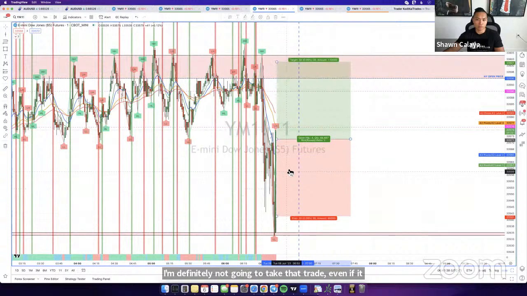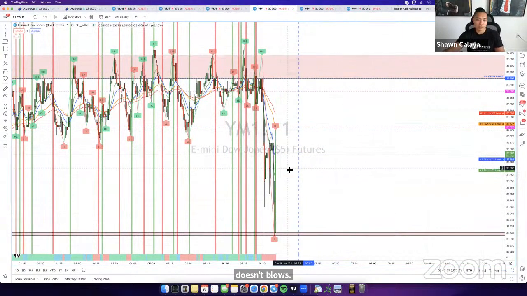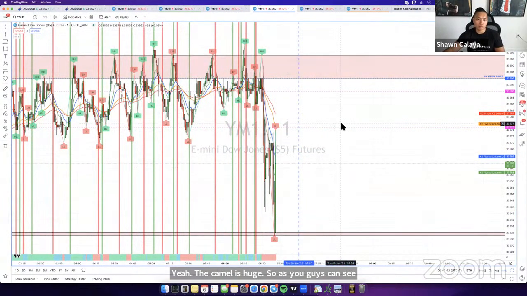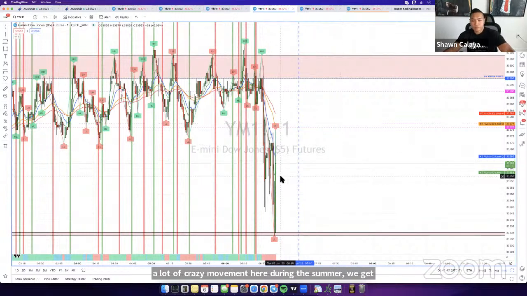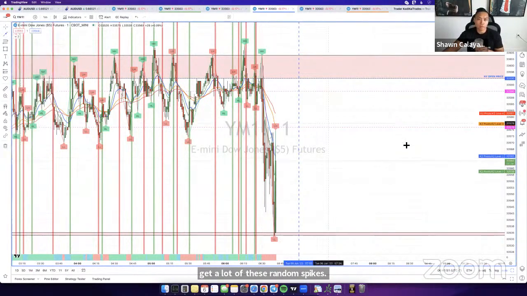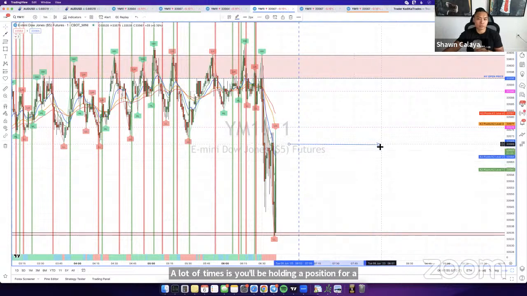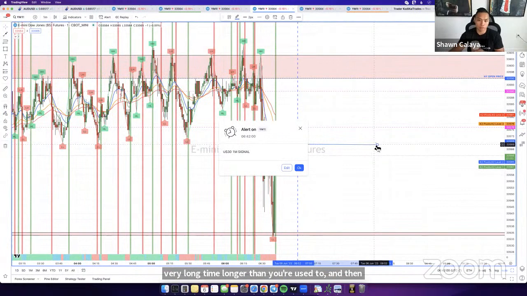Yeah, that candle's huge. So as you guys can see, we get a lot of crazy movement here during the summer. We get a lot of slow movement, and then all of a sudden we get a lot of these random spikes. So just be careful when you guys are trading during the summer, because what will happen a lot of times is you'll be holding a position for a very long time, longer than you're used to. And then it'll either spike to your TP or your stop loss. So just make sure that you're looking for quality entries and you're not just taking every single entry.